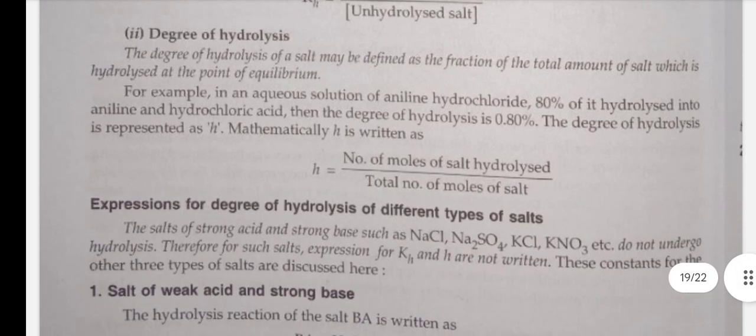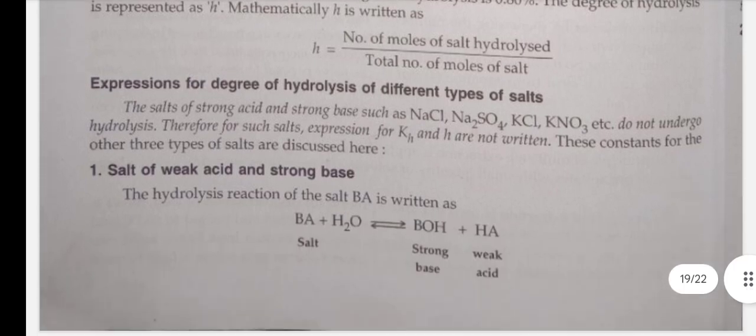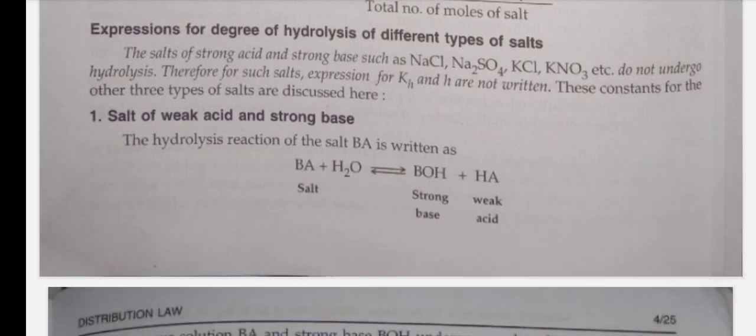Degree of hydrolysis. The degree of hydrolysis of a salt may be defined as the fraction of the total amount of salt which is hydrolyzed at the point of equilibrium. For example, in an aqueous solution of aniline hydrochloride, if 80% of it is hydrolyzed into aniline and hydrochloric acid, then the degree of hydrolysis is 0.80. The degree of hydrolysis is represented by h. Mathematically, h is written as h is equal to number of moles of salt hydrolyzed upon total number of moles of salt.